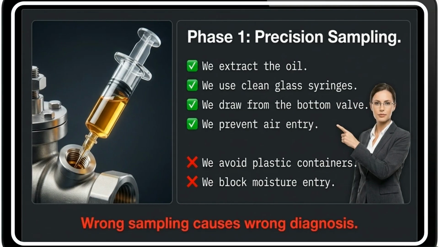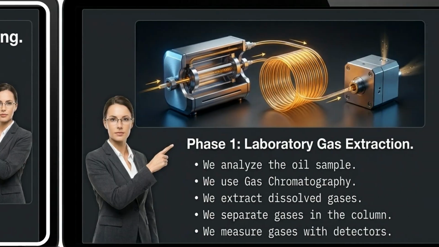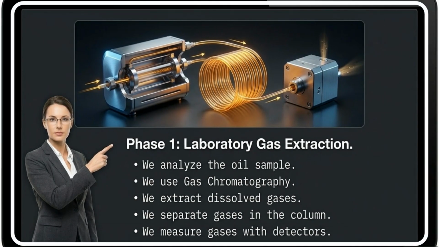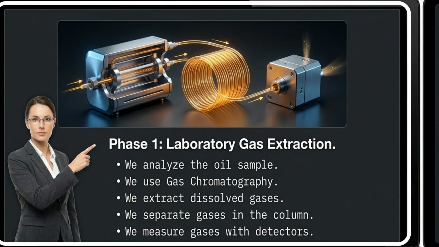Phase 1 is precision sampling. It is critical to extract the oil using clean glass syringes and draw from the bottom valve, preventing air and moisture entry. Wrong sampling leads to wrong diagnoses. Phase 1 continues with laboratory gas extraction. We analyze the oil sample using gas chromatography to extract dissolved gases. This process separates and measures the gases with detectors.